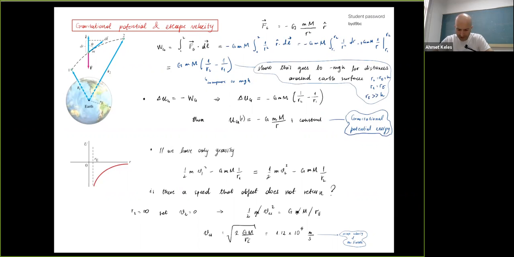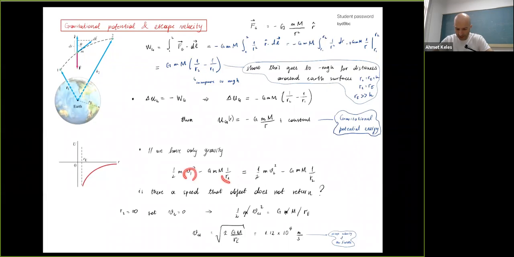And now we can use what we said. Kinetic energy plus potential energy at any moment is conserved. So 1/2 mv1 squared minus GMm over r1 at point 1 is equal to 1/2 mv2 squared minus GMm over r2. And we can solve problems using this, the same way we used the mgh earlier.